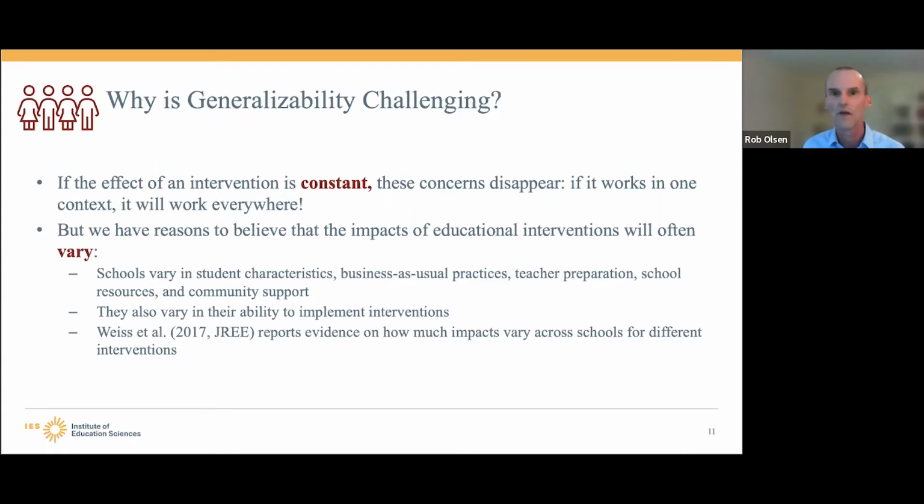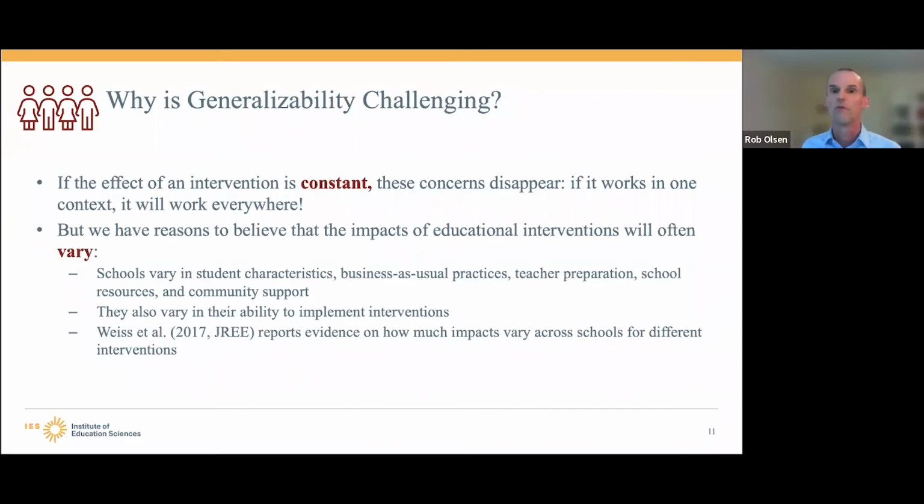Now, when impacts do vary across schools, the variation is likely attributable to a variety of factors, including variation in student characteristics that are associated with the effectiveness of the intervention. The intervention may be more effective for some subgroups of students than others.